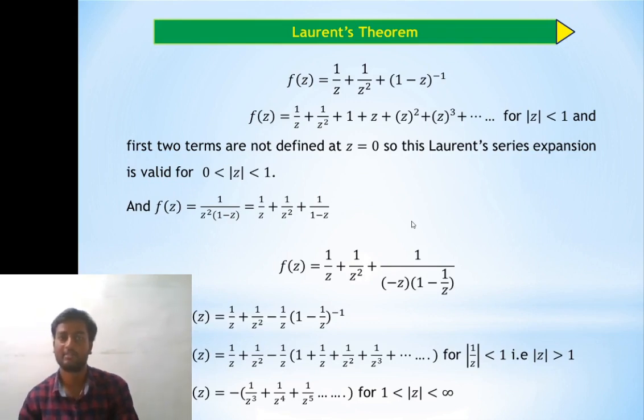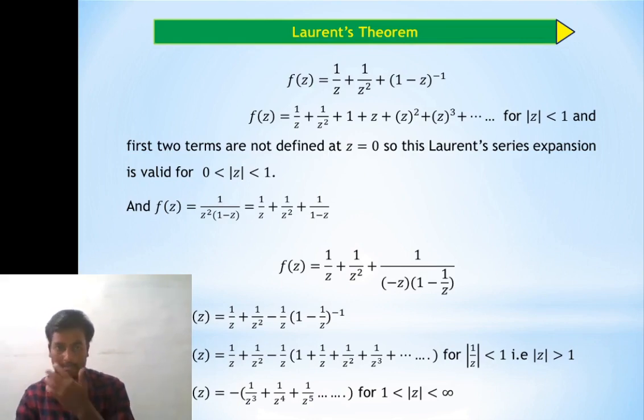The main difference between Laurent and Taylor series expansion is that in Taylor series expansion you get only positive powers, whereas in Laurent series you can get negative powers also.